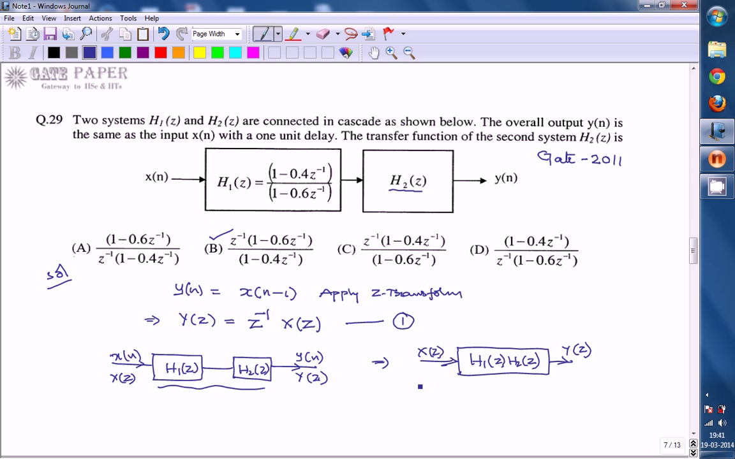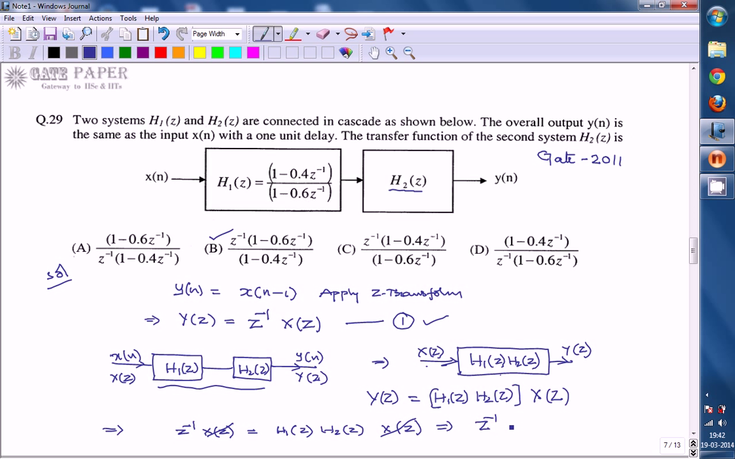From this we can write the output Y of Z equals the resultant transfer function multiplied with the input, that is H1 of Z multiplied with H2 of Z, multiplied with the input X of Z. From equation 1, we have Y of Z equals Z power minus 1 into X of Z, which equals H1 of Z into H2 of Z multiplied with X of Z. On both sides X of Z gets cancelled. Then we get Z power minus 1 equals H1 of Z into H2 of Z.